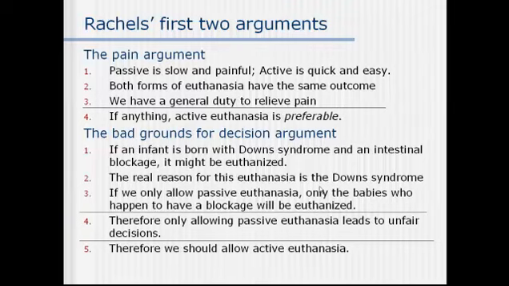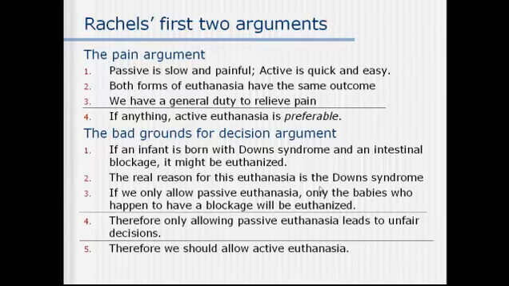The pain argument's pretty simple, really. Passive euthanasia is slow and painful, and active euthanasia is quick and easy. Furthermore, both forms of euthanasia have the same outcome. We have a general duty to relieve pain. Therefore, if anything, active euthanasia is preferable. So notice the way I've laid out this argument. The first three points are premises, and given the truth of those premises, we infer the truth of the conclusion, line 4.